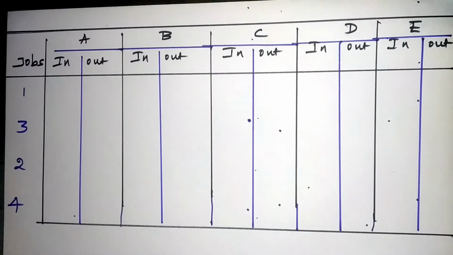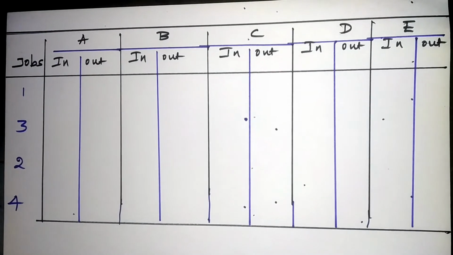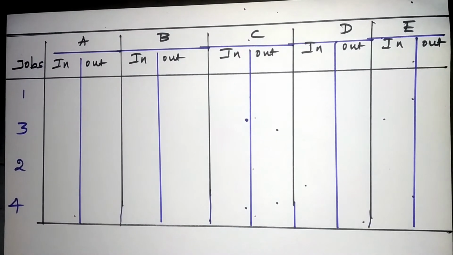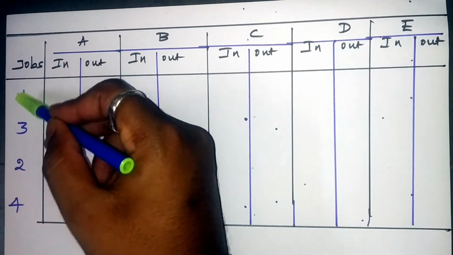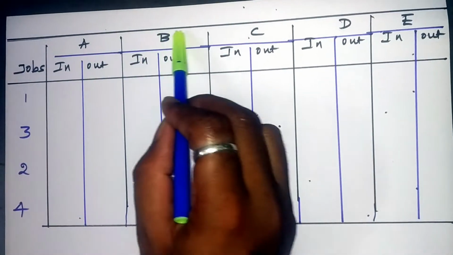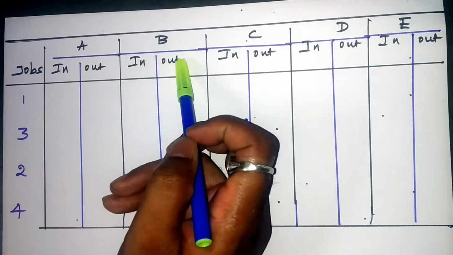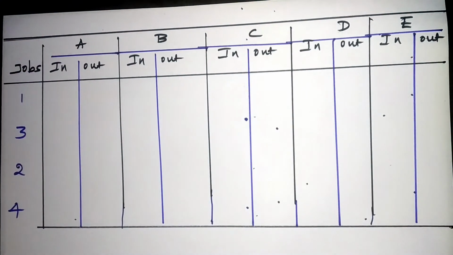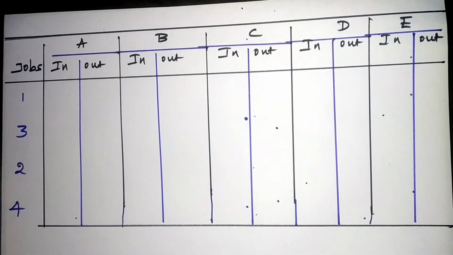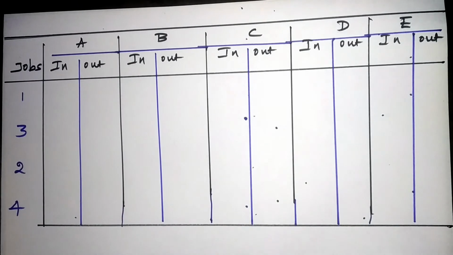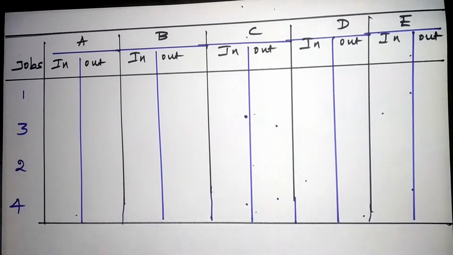Now in order to find out the total minimum elapsed time, what we need to do is, you first take down the jobs in the order of the calculated sequence. And since we have 5 machines, for each machine you have to write in time and out time. So let us start with machine A. First, job number 1 is going to start processing on machine A with the in time as 0.